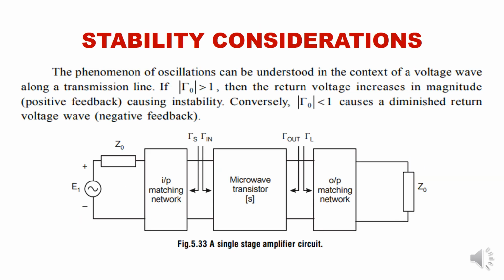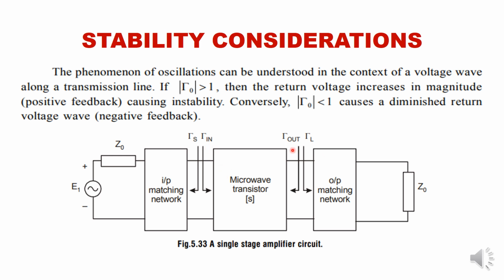Let us start with the amplifier circuit. For example, we will consider a single stage amplifier circuit. Here there will be an input matching network and an output matching network, and in between there will be a microwave transistor. Here Z0 is nothing but the characteristic impedance. We will denote the reflection coefficient here as tau s, which is the reflection coefficient due to the source. And here it is the input reflection coefficient towards the microwave transistor.